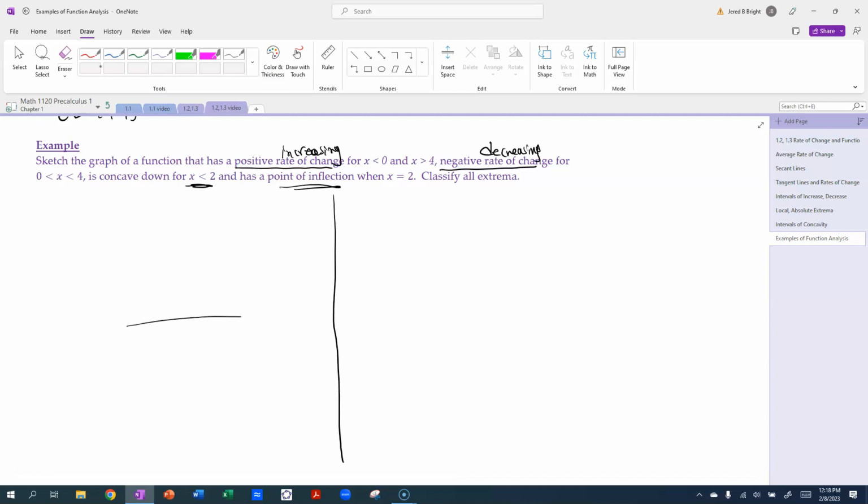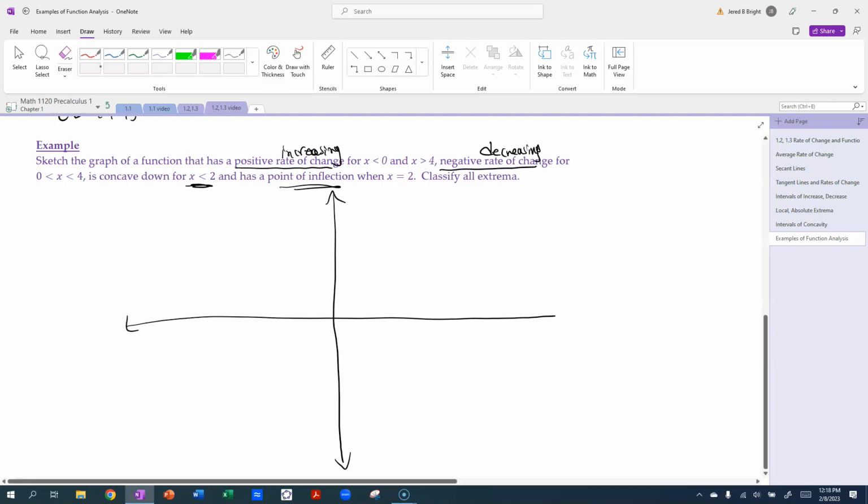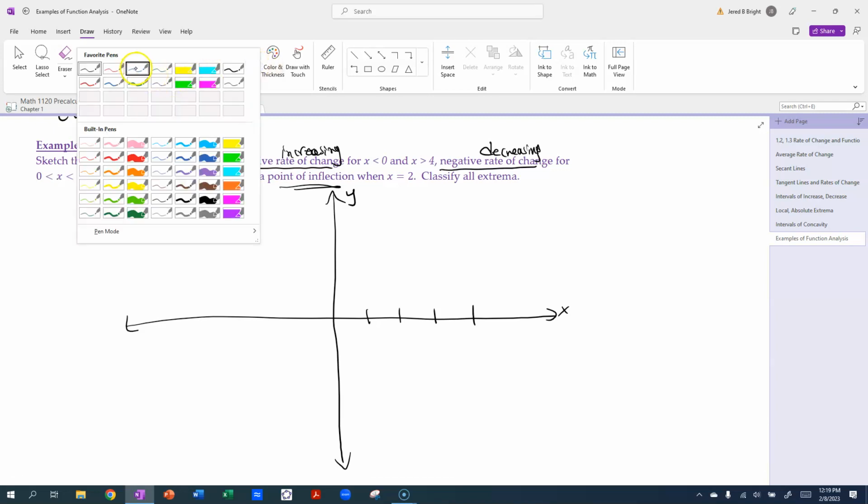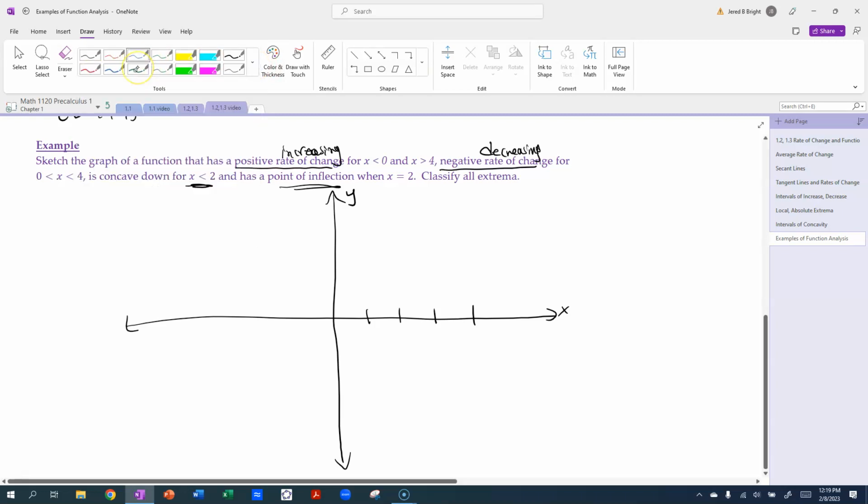Here are my axes. The y values are not going to matter as much. We'll have to have some, but I'm more concerned about the x values. What are the major x values I have to pay attention to? 0, 4, and 2. So there's 0, 1, 2, 3, 4. I didn't say anything about the domain, so I could have a domain of all real numbers. But let's just think this through a little bit.